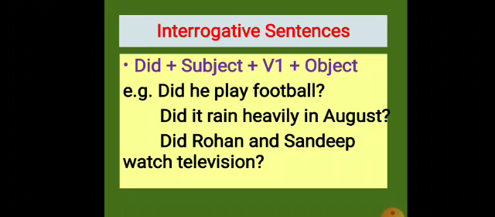So, did he play football? Did it rain heavily in August? Did Rohan and Sandeep watch television? So in all these three sentences, we are just asking a question, and to frame the question, because we have V2 in our sentence, when we frame a question, we write did and the verb changes to V1.